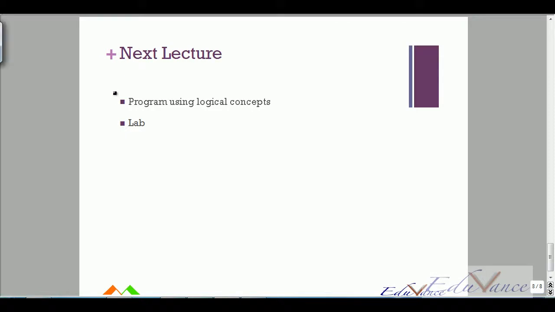So in the next lecture we will take some programming examples for these logical concepts and try and do a lab on it and actually see how it works on hardware.